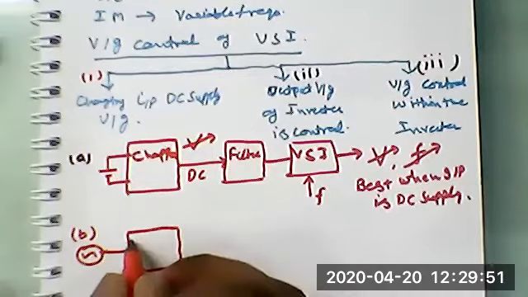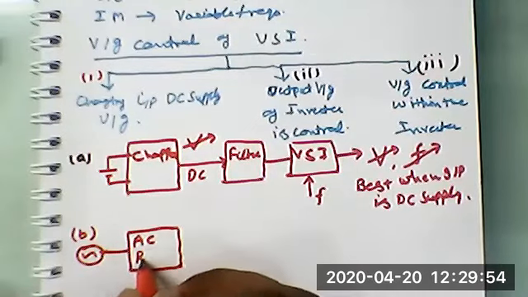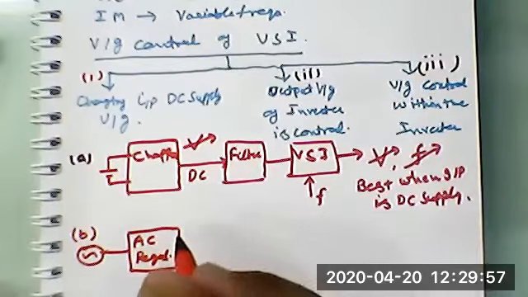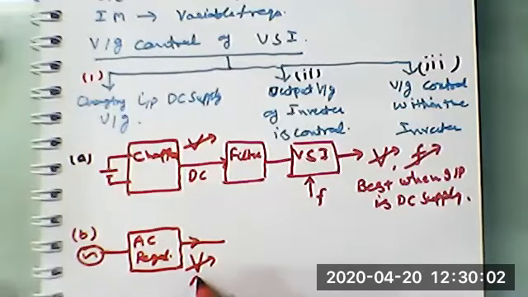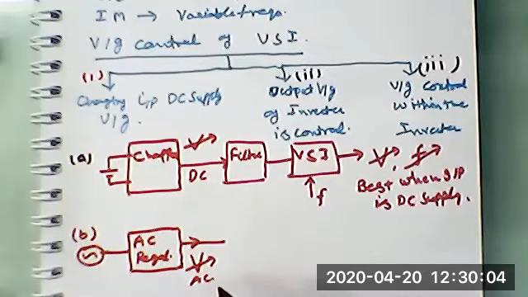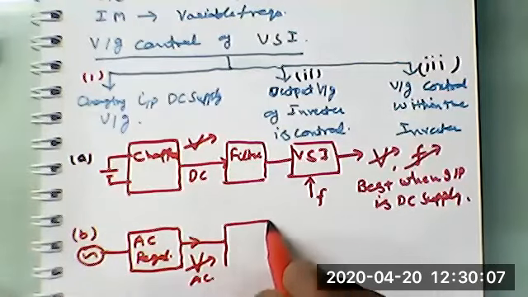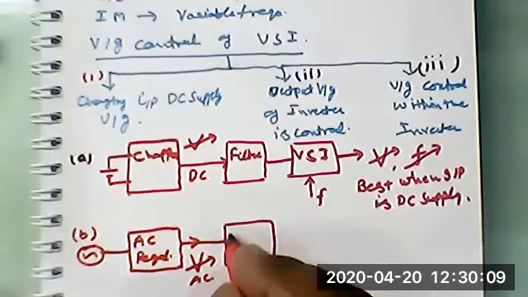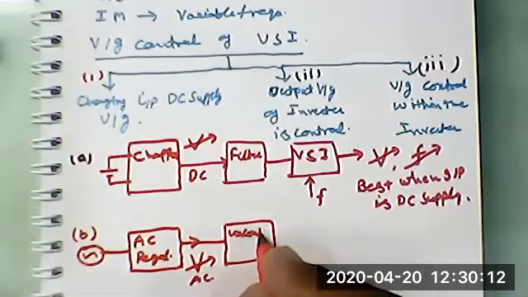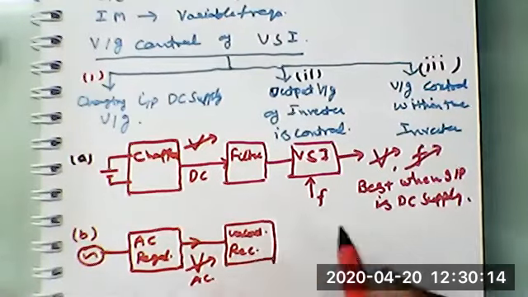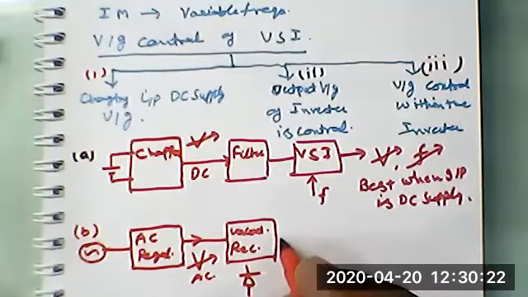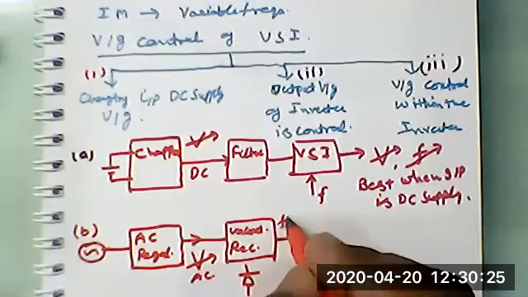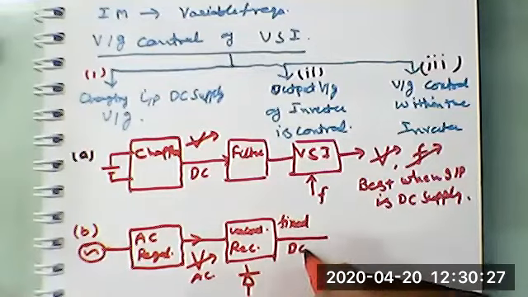So what will you apply? You will use an AC regulator. After the AC regulator, you will have variable AC voltage. Now, if you have variable AC voltage, you can use an uncontrolled rectifier. Yes, I am also making the symbol, uncontrolled rectifier. So you will have fixed DC.